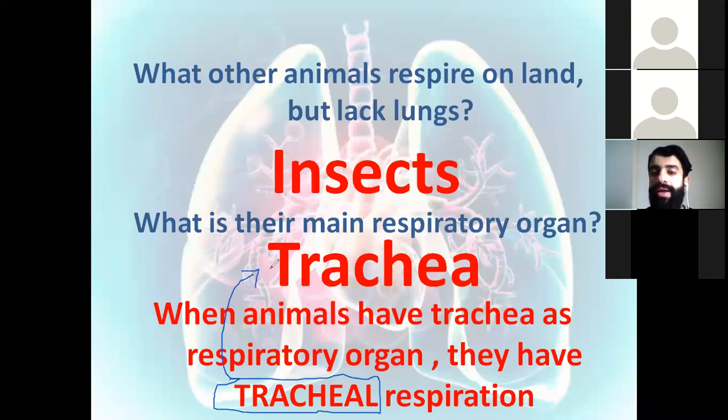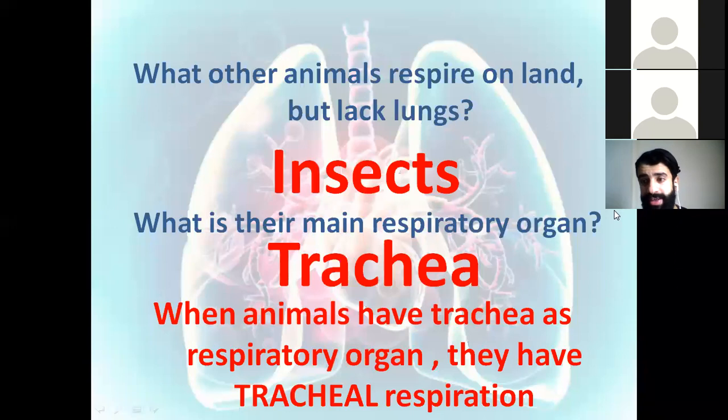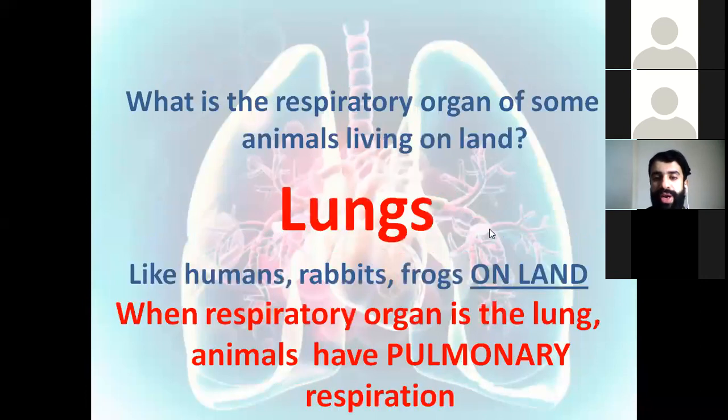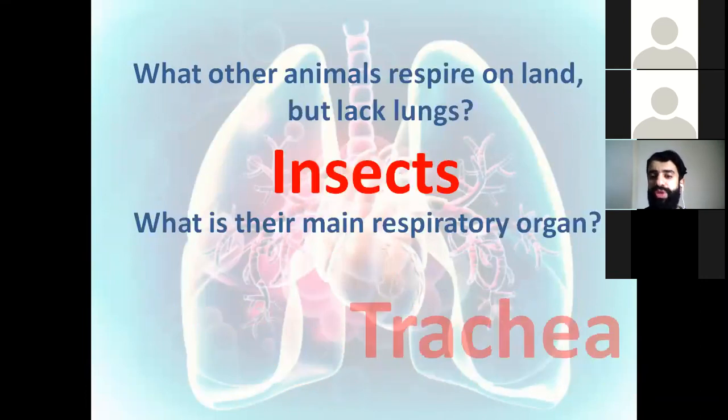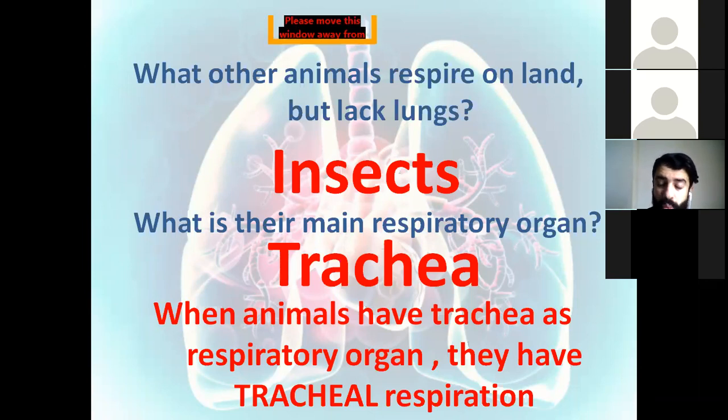Pul... Whenever we have the lungs as respiratory organ, what do we call it? Pulmonary respiration, right? Yes, pulmonary, thank you. So whenever we have the lungs as respiratory organ, we call it pulmonary respiration, and whenever we have the trachea as respiratory organ, we call it tracheal respiration. So till now we have two different types of respiration. Tracheal, when the respiratory organ is the trachea and is exclusive for the insects, and pulmonary respiration whenever we have the lungs as respiratory organ.